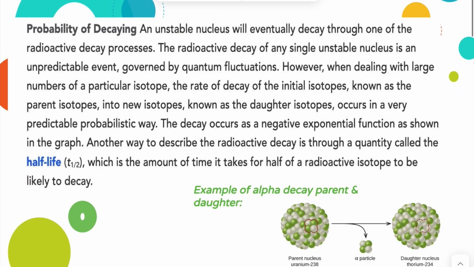So as we're talking about nuclear chemistry and how atoms can become more stable, the probability of decaying is when an unstable nucleus eventually decays through one of the radioactive decay processes. So we've talked about alpha decay, beta decay. Those are really the two. Gamma decay is energy, so the particle isn't actually changing.